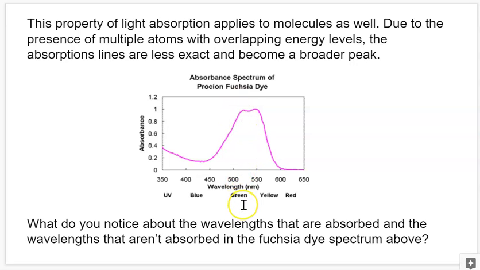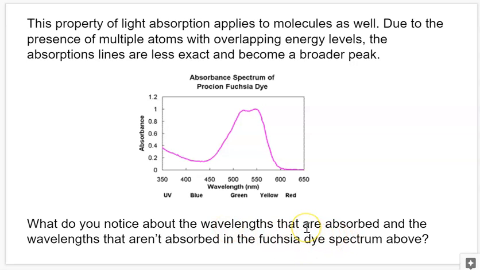Those are going to be the average wavelengths of absorption, but you can see that they're kind of blending together in this one big peak. But we can see two small maximums there. So it looks like there's two peaks that are blending together. So based off the fact that this is fuchsia dye, I want to know what you notice about the wavelengths that are absorbed and the wavelengths that aren't absorbed in this fuchsia dye spectrum.